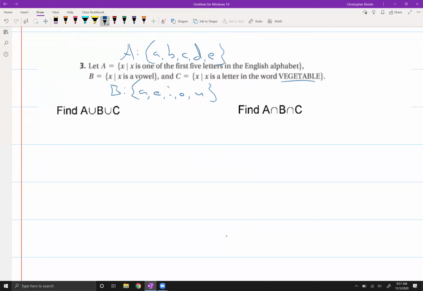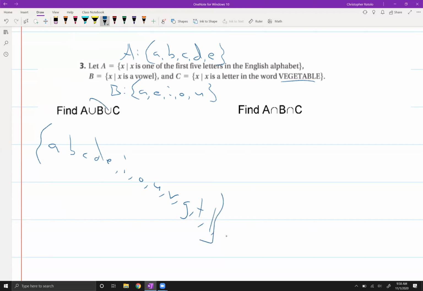Okay, so the first thing I might do is just go ahead and list all of A, B, C, D, E, because A is taken care of, E is taken care of, so I'll add on I, O, and U, and then we'll add to that. What else did I not have in vegetable? V, E was taken care of, G we need, E was taken care of, T, A was there, B was there, L, and we already had E multiple times.